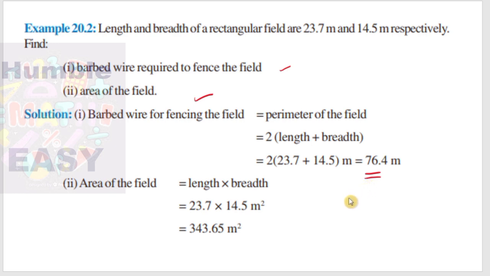And for us to be able to get the area of the field, which is a rectangular shape, we multiply length times breadth, so we have 23.7 times 14.5 square meters. The product is 343.65 square meters. So this is the area of the field.